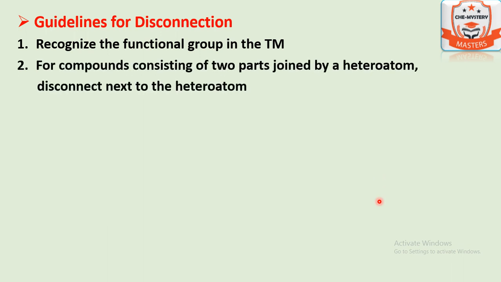The second rule is that whenever any molecule has any heteroatom in it, you are going to disconnect the bond next to the heteroatom. So these 2 points will be understood by the coming example. You can see that in this example we have one functional group, that is ether. Ether has a carbon oxygen linkage. So we have two carbon oxygen linkages.